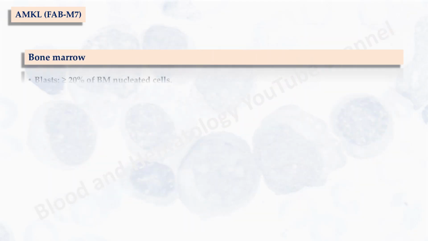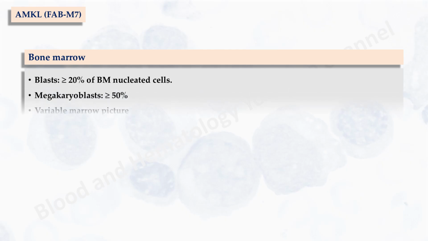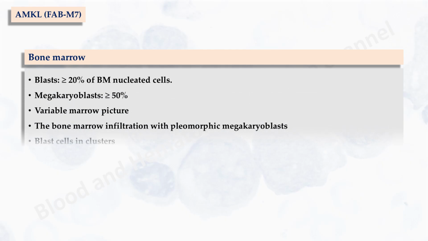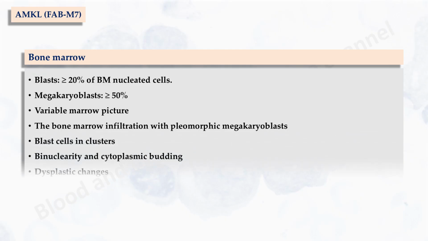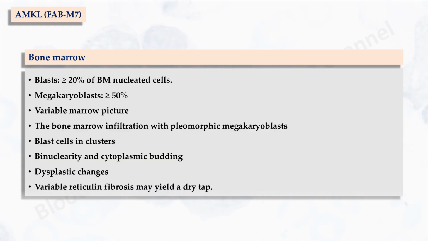In AML-M7, blast cells comprise at least 20% of bone marrow nucleated cells, of which 50% or more are megakaryoblasts. The marrow picture is variable, and the bone marrow exhibits an infiltration with pleomorphic megakaryoblasts, and often blast cells in clusters. Binuclearity, cytoplasmic budding and dysplastic changes are often present. Variable reticulin fibrosis may yield a dry tap.